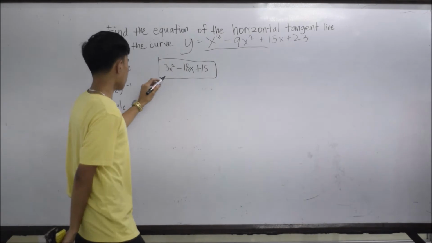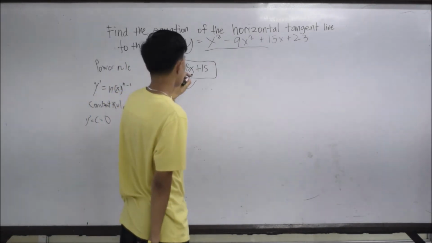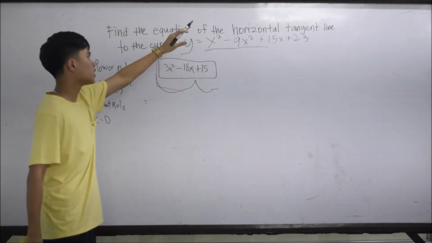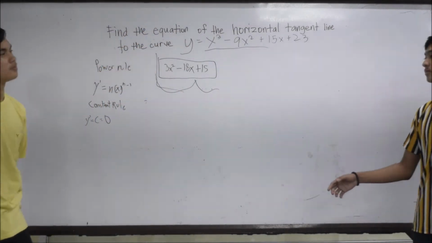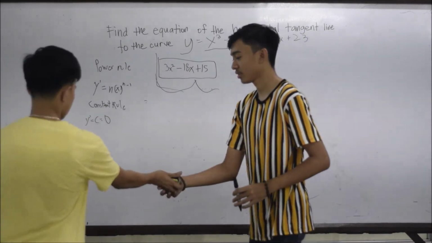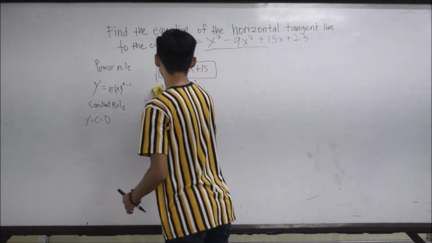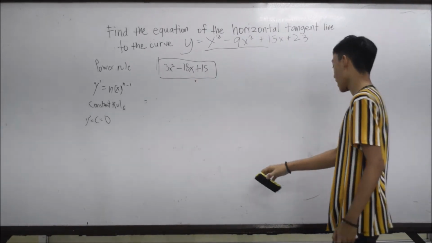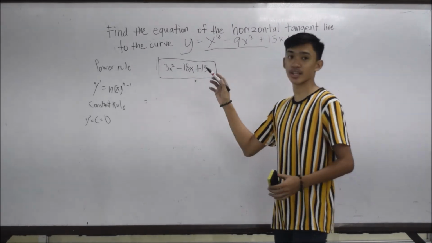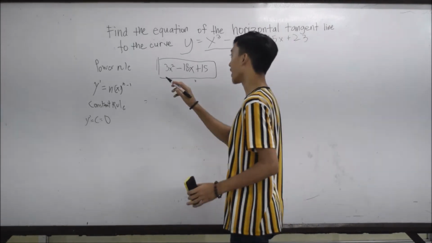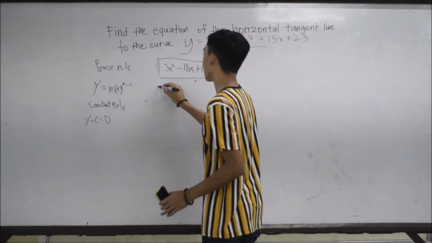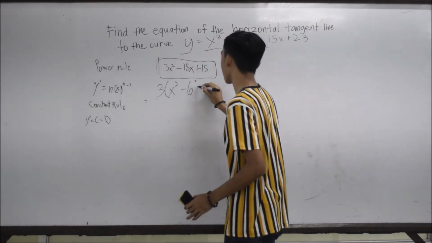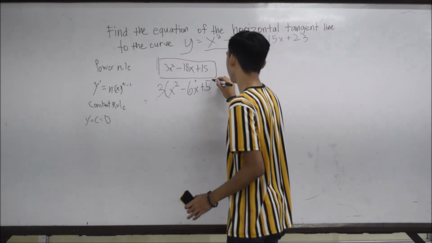So now we will try to factor out this derivative form of the given equation. So in the equation 3x squared minus 18x plus 15, the greatest common factor is 3. So we're going to divide 3 out of each term. So 3 times x squared minus 6x plus 5.